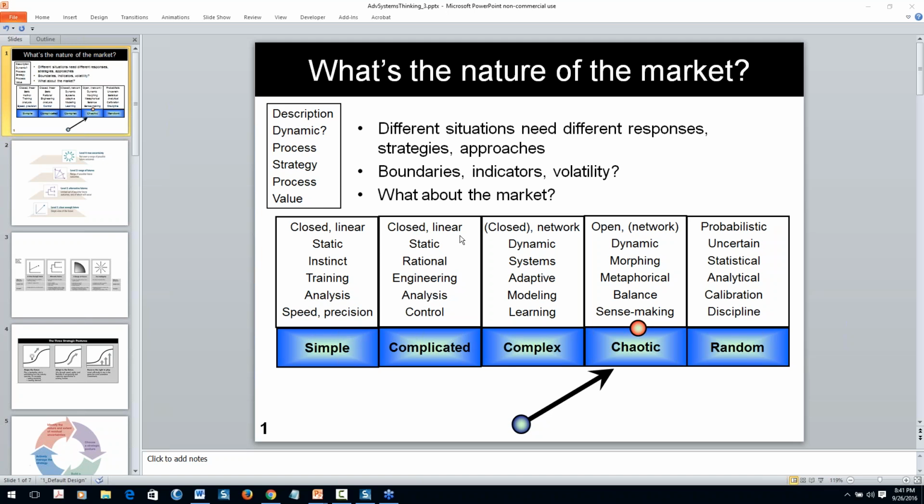In complicated markets, you still have closed and linear systems. I'd like you to think of a Swiss watch in this case. Only now, because of many more moving pieces which behave according to rules, you still have a static market, but what you need is a rational understanding of all the moving pieces and how they fit together in predictable ways. In the same way that an engineer can take apart an engine, understand the pieces and how they fit together, and then get a deep understanding of the power that can come out of that engine.